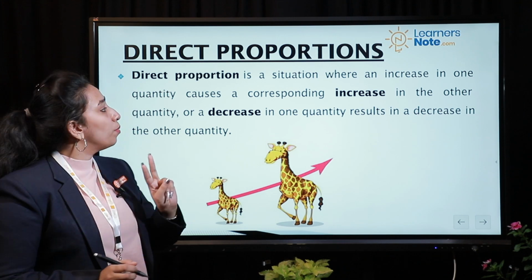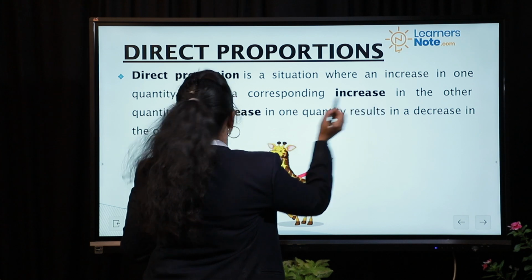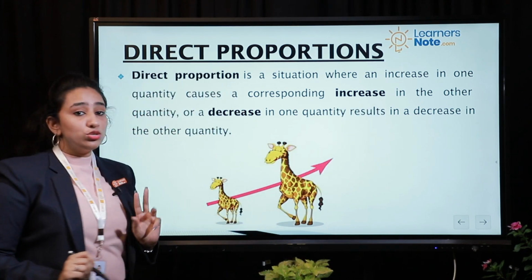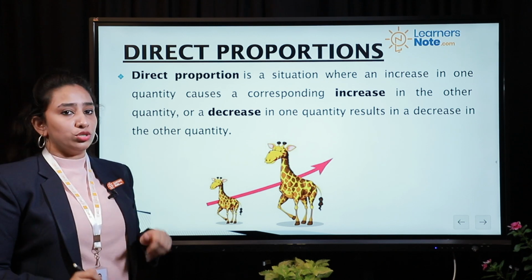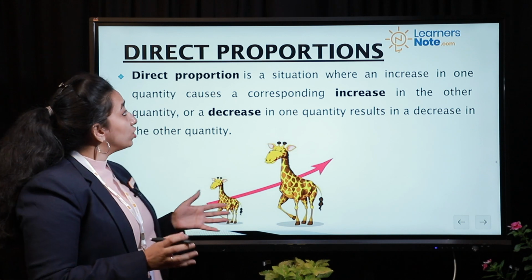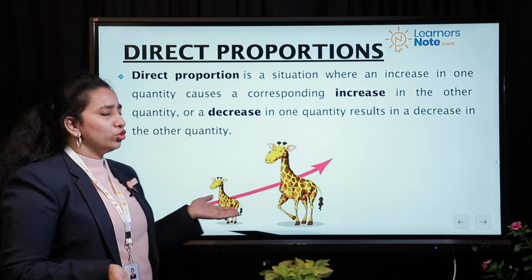So here the two important words you should understand are the increase in the quantity and the decrease in the quantity. These two are the important thing when it comes to direct proportion. So increase goes with increase and decrease goes with decrease. That is called direct proportion. Hope it helped you.